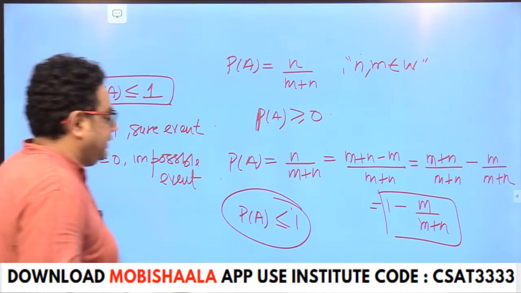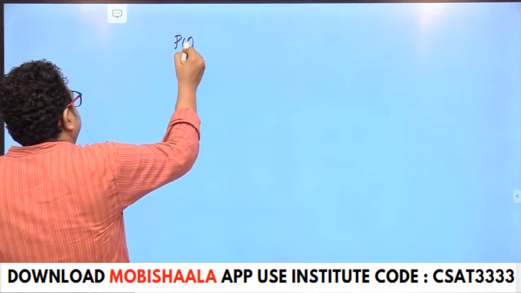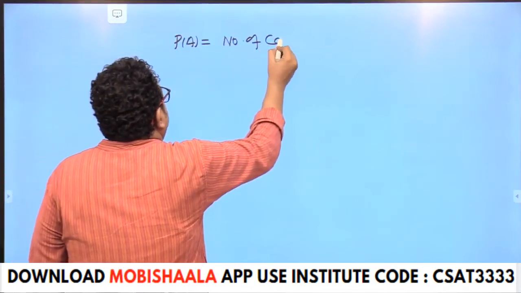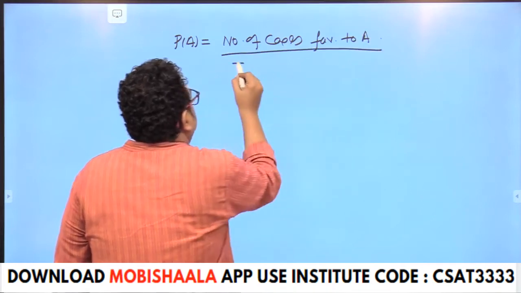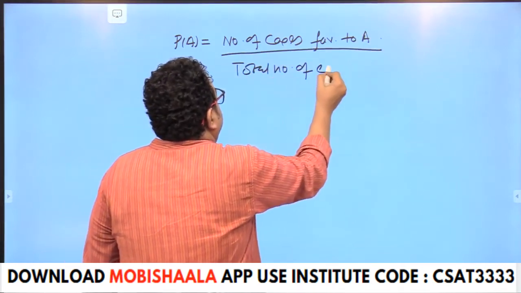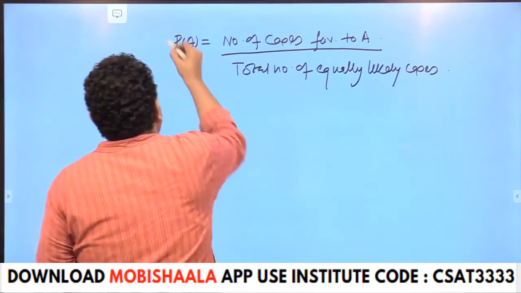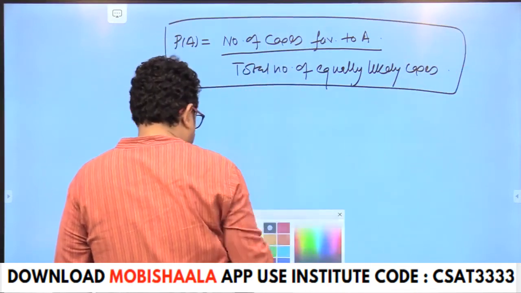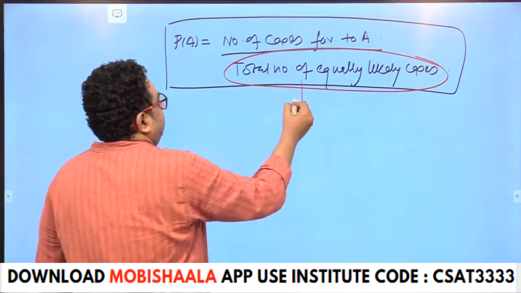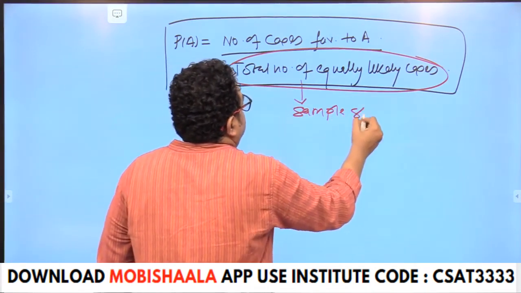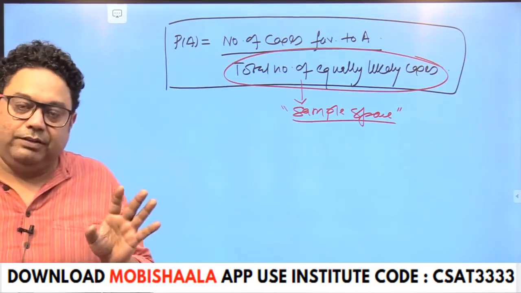Then let me go to the classical definition again. See, we know this, isn't it? Probability of an event is the number of cases favorable to A upon the total number of equally likely cases. You have read it many a time. We call this denominator the sample space. If you are comfortable with sample space, most of your problems are sorted out.